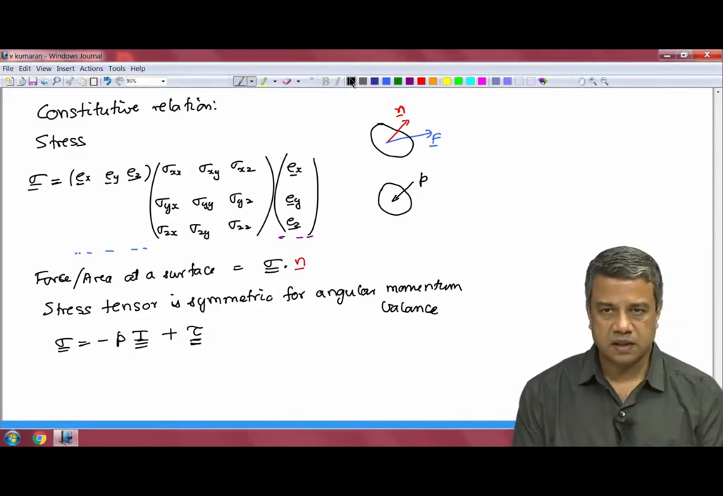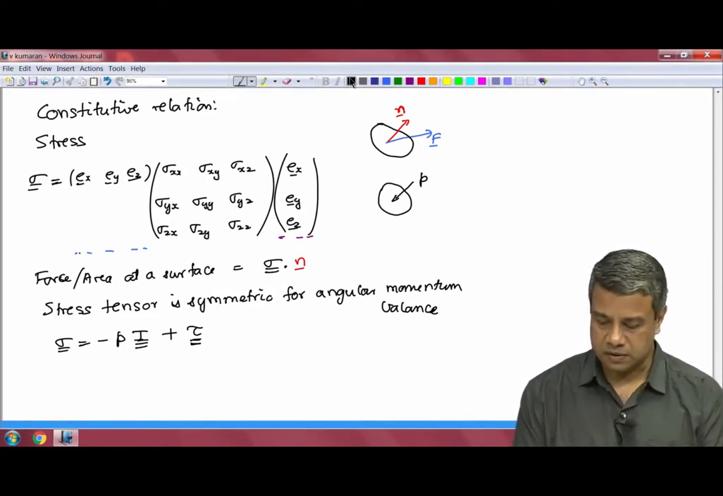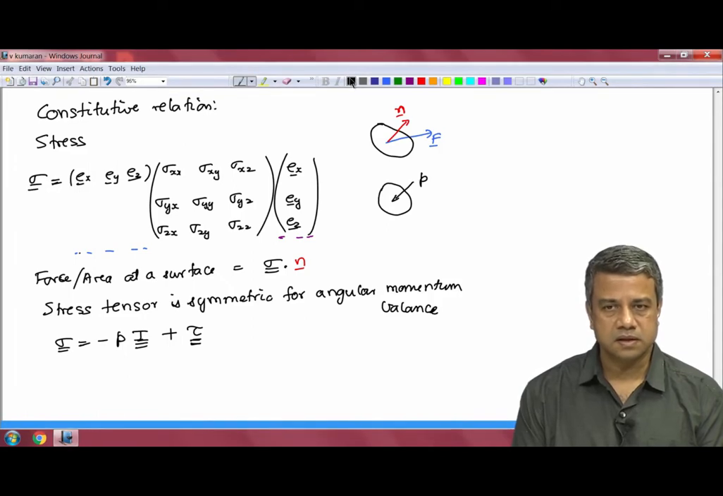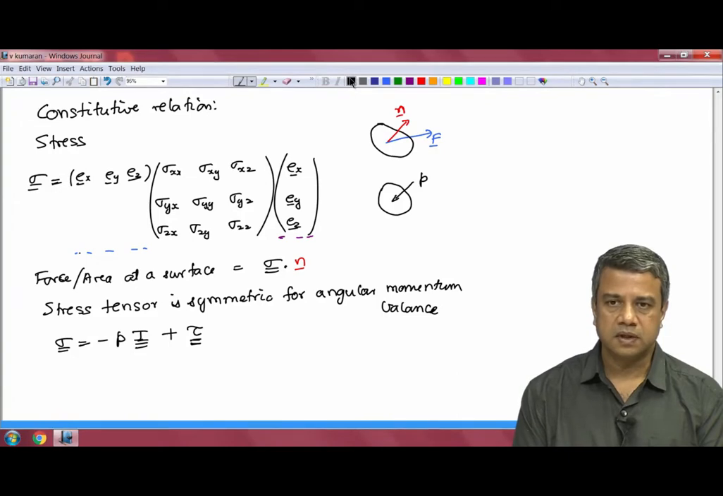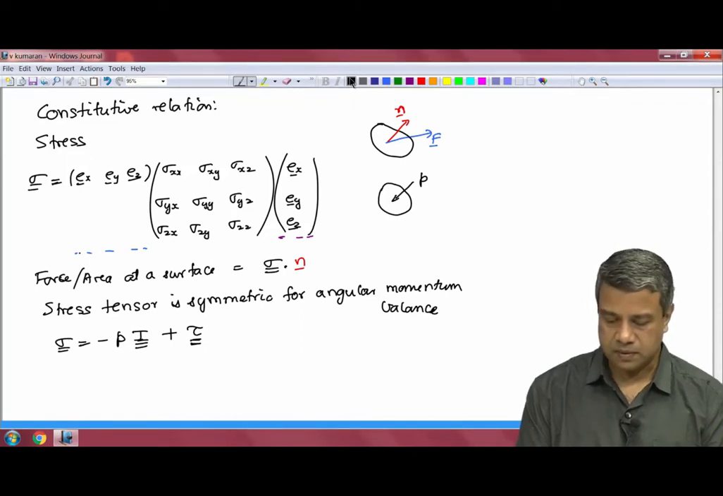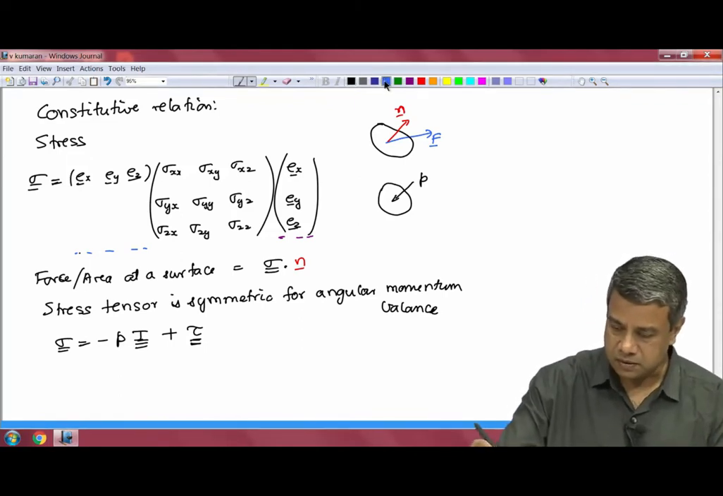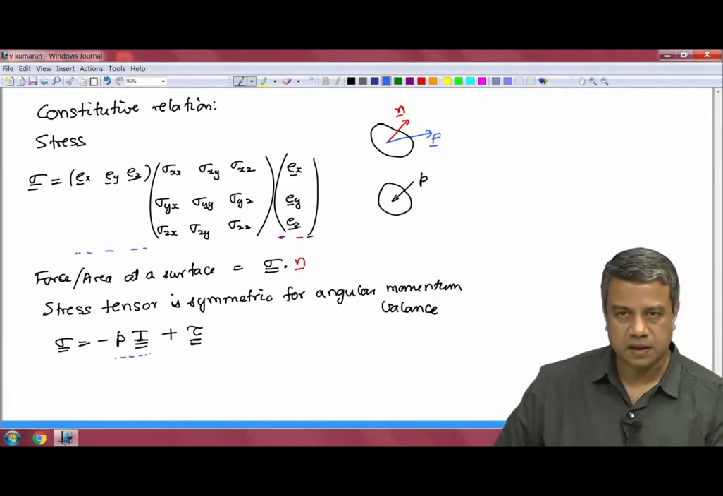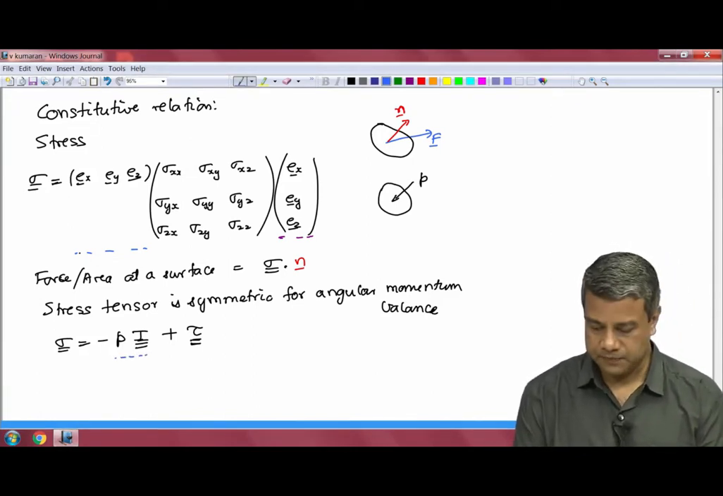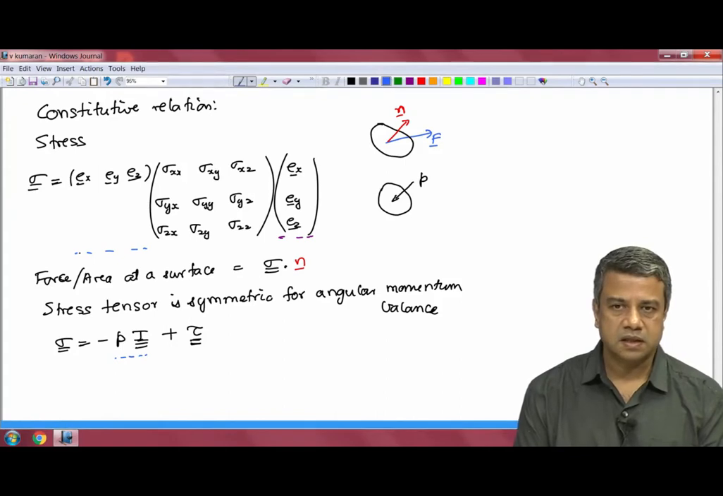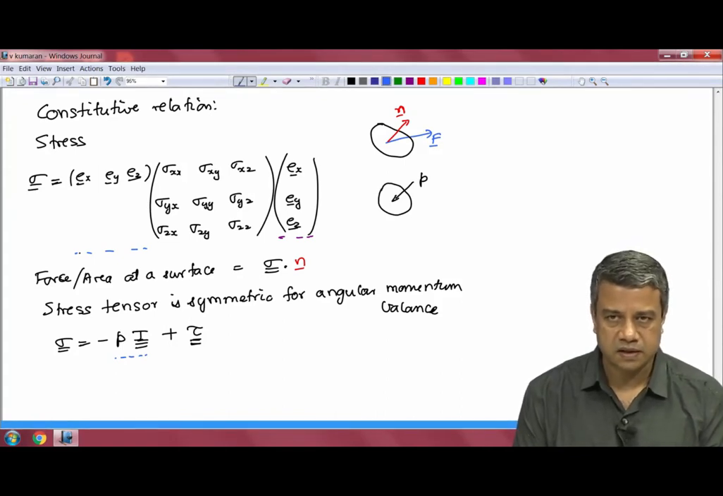The force per unit area at a surface is equal to sigma dotted with n. Angular momentum conservation requires that sigma is a symmetric tensor. In the absence of flow, there is a stress due to pressure. Pressure is compressive, acts along the inward unit normal. Therefore, the contribution due to the pressure is equal to minus p times the identity tensor, plus a stress due to the velocity variations.